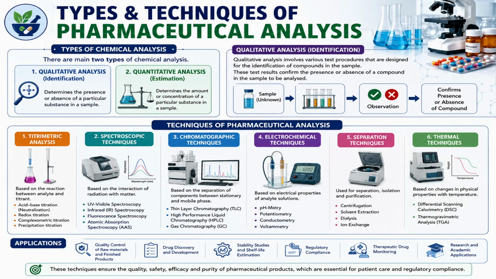There are two types of chemical analysis, qualitative and quantitative. Qualitative analysis involves the various procedures or designs for the identification of compounds in a sample. The test result confirms the presence or absence of the compounds in the sample. The techniques of pharmaceutical analysis are titrimetric analysis, spectroscopic analysis, chromatographic analysis, electrochemical techniques, separation techniques, and thermal techniques.